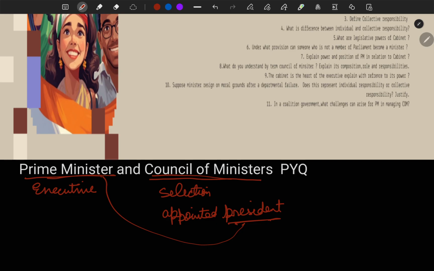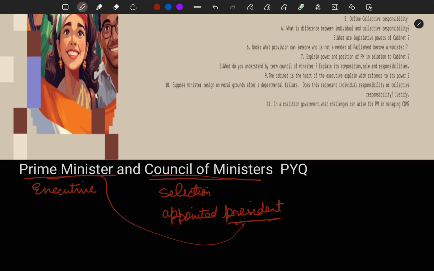Then we have talked about individual and collective responsibilities. The council of ministers were collectively responsible to the Lok Sabha and individually responsible to the president, as they hold office during the pleasure of the president. And what were the powers and functions of the cabinet? There were 4 powers: administrative, legislative, financial and emergency.